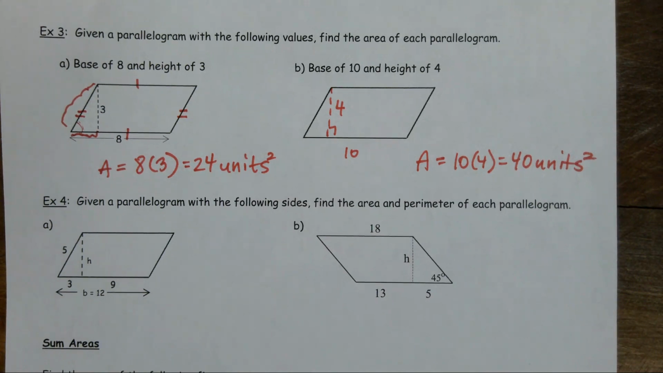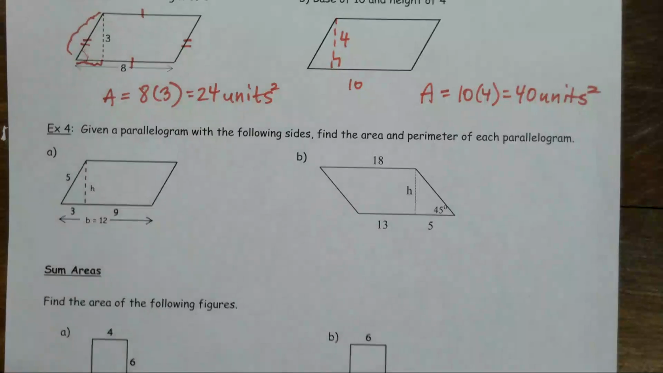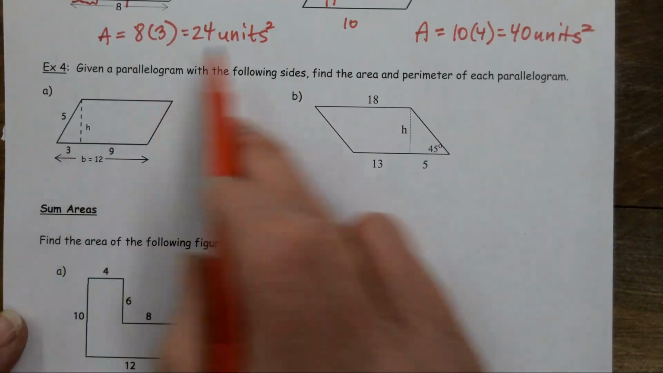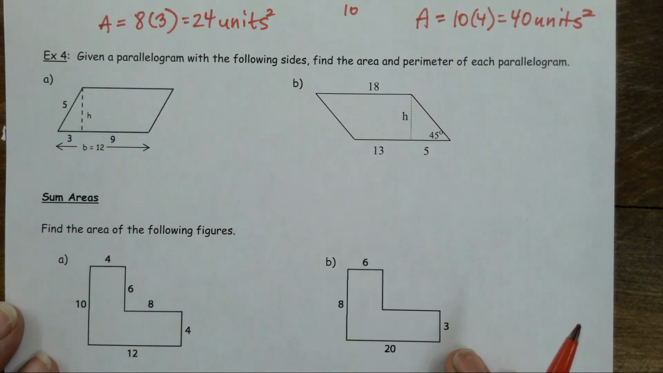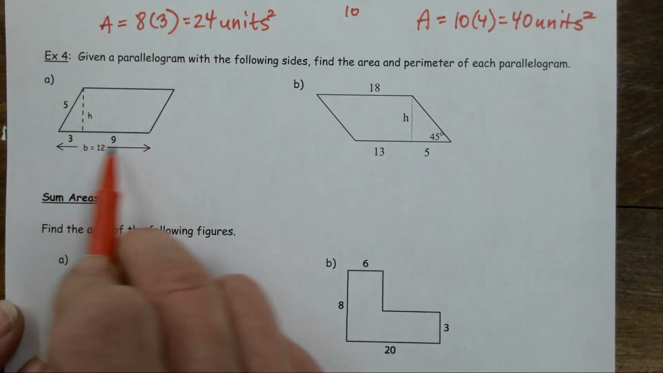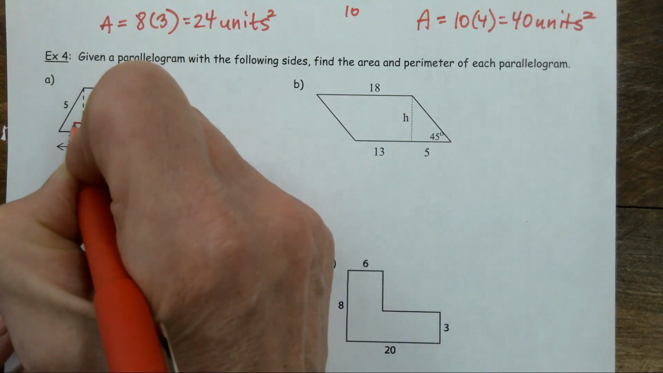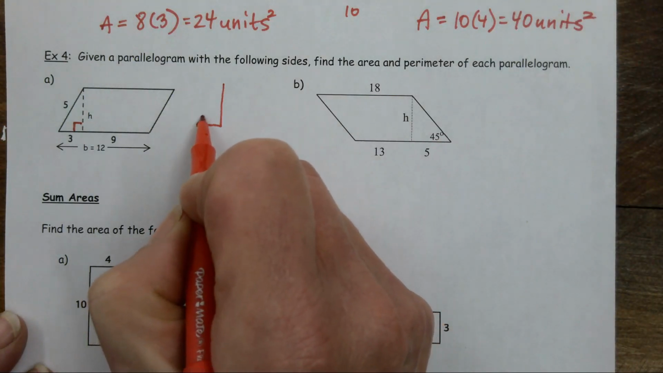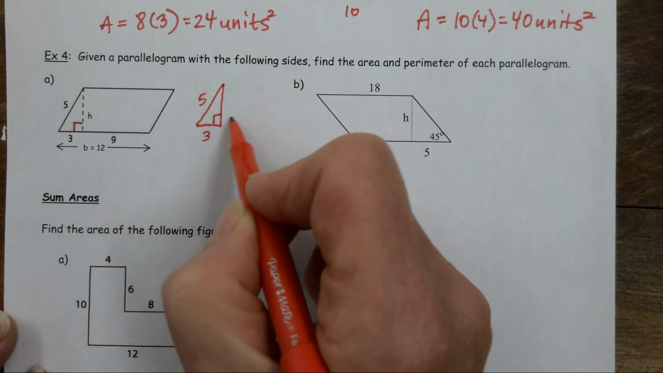Do you guys remember learning all these formulas before? Yeah? Okay. For example 4, we're able to actually find the missing pieces. And so in this particular problem, I have a base of 12, but I don't have a height. I do know that this comes and hits a right angle. I could pull that little triangle out. And is there any way I can find that missing side?